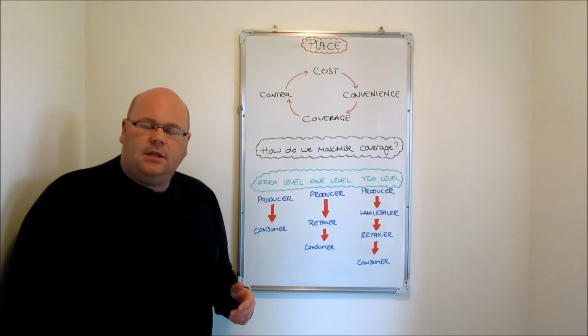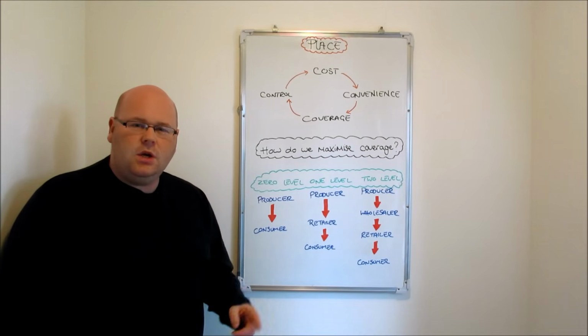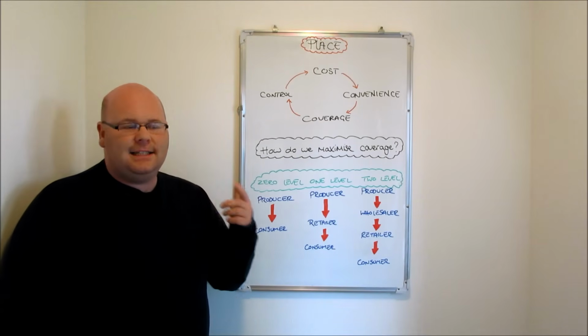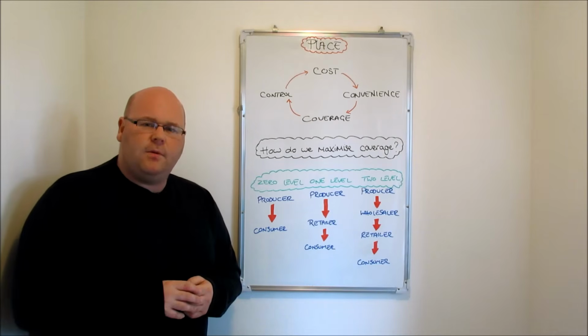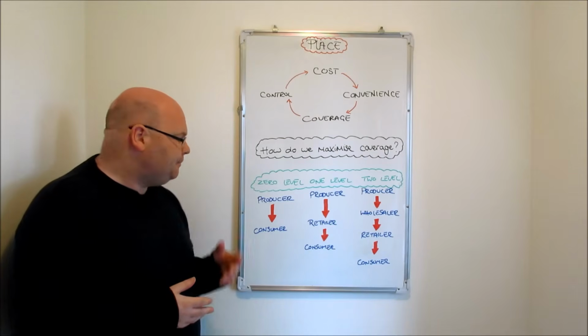An alternative is to use what we call a one level channel of distribution. This time you're making use of what we call an intermediary or third party that's going to sell your products on to the end consumer on your behalf. So they will buy them from you and then they will sell them on to the end user.